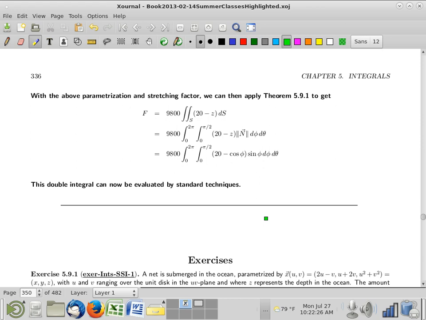So I think it'd be a good idea to do the following. This would be a nice exercise in seeing connections between different ideas that we've talked about. So we just talked about scalar surface integrals, and there was this little process where we computed the stretching factor.